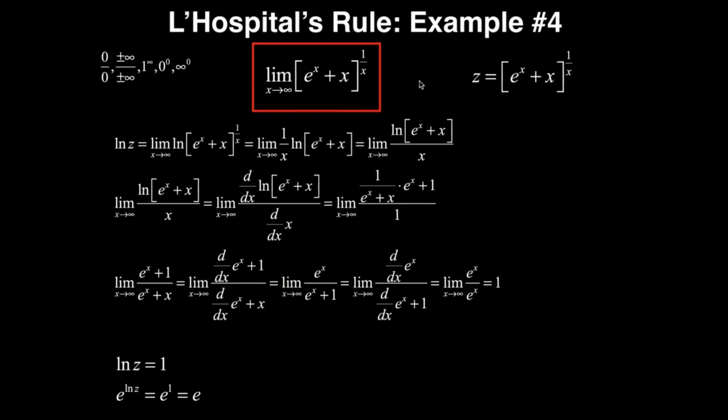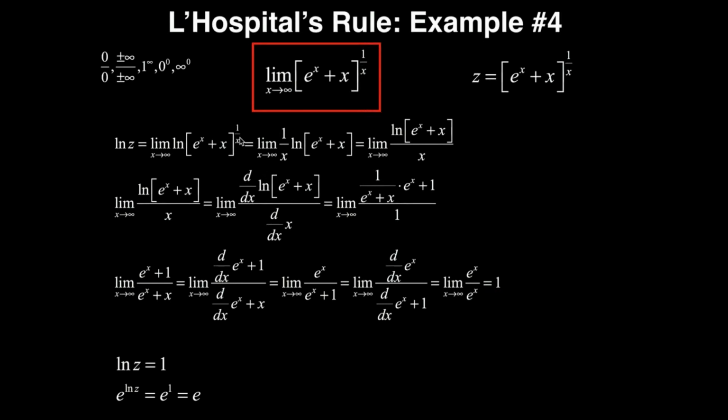So what we're going to do is make a variable called z. And z is going to be equal to basically everything in this limit. So z is going to be equal to (e to the x plus x) all raised to the 1 over x power. Okay, that's going to be z. And what we're going to do is take the natural log of z. So here's where we start evaluating. The natural log of z, we need to now take the natural log of everything else that's in this function. So the natural log of z is the limit as x goes to infinity of the natural log of (e to the x plus x) all raised to the 1 over x power.